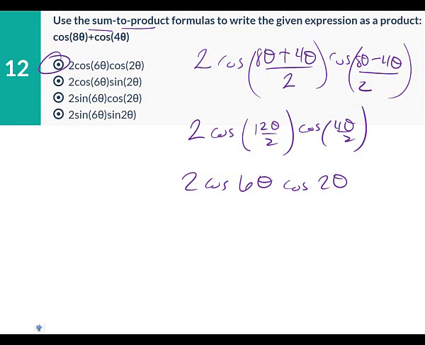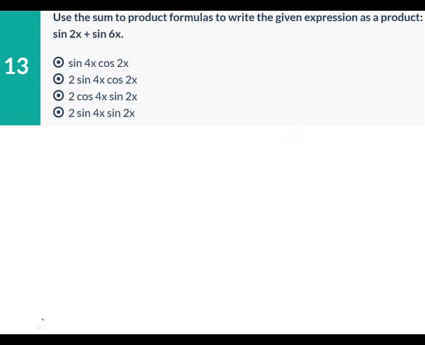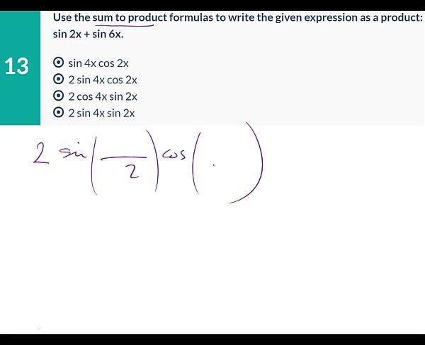All right, we good with 12? Yeah. All right. We're supposed to use the sum to product formulas to rewrite the given expression. So we're going to sum to product again. All right. So we're looking at a sine plus a sine. What do all the formulas start with? 2. Okay, and sine plus a sine turns into what? Sine times cosine.